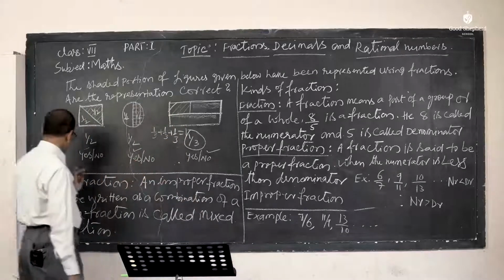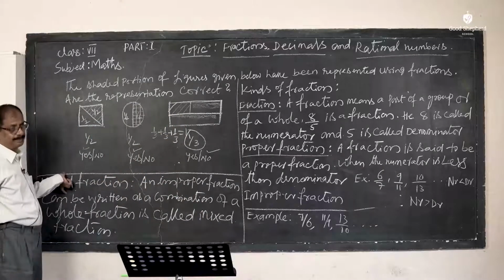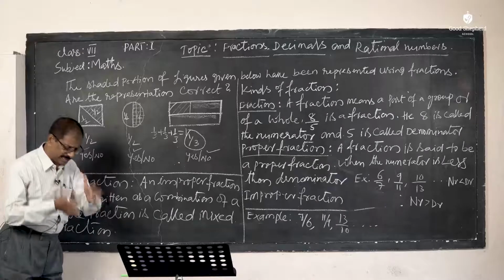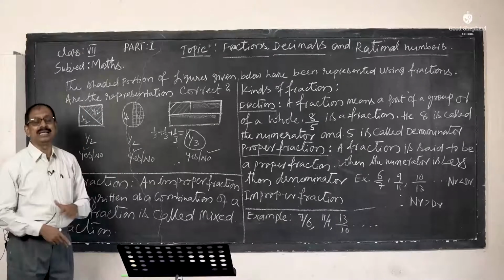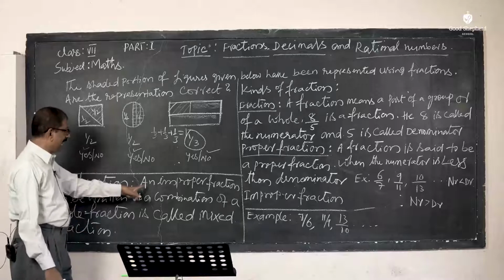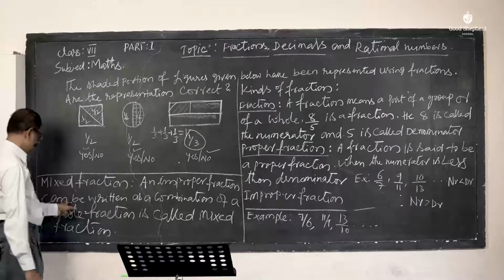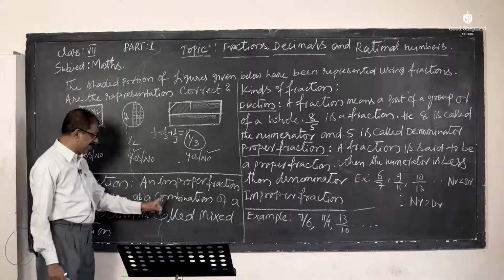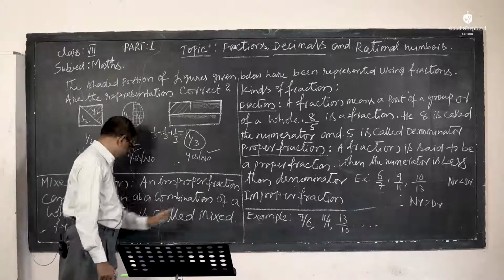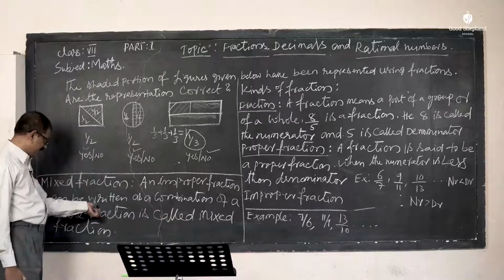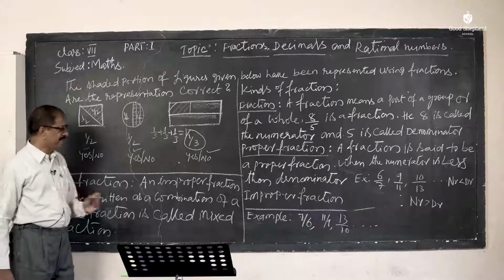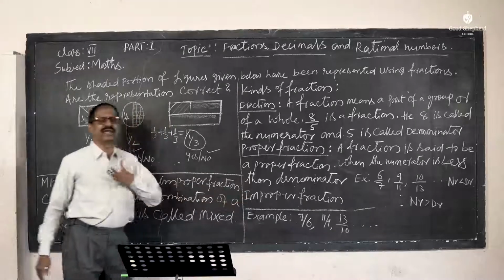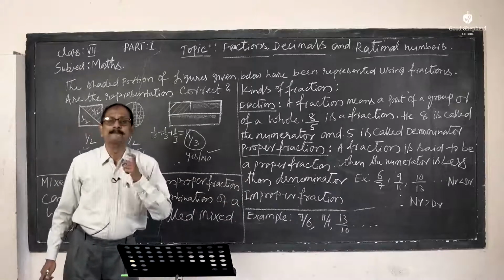We'll go for the third one. What do you mean by a mixed fraction? A mixed fraction is nothing but a whole number and a fraction written together, and it comes from an improper fraction. An improper fraction can be written as a combination of a whole and a fraction, which is called a mixed fraction. Every improper fraction we can write as a mixed fraction.